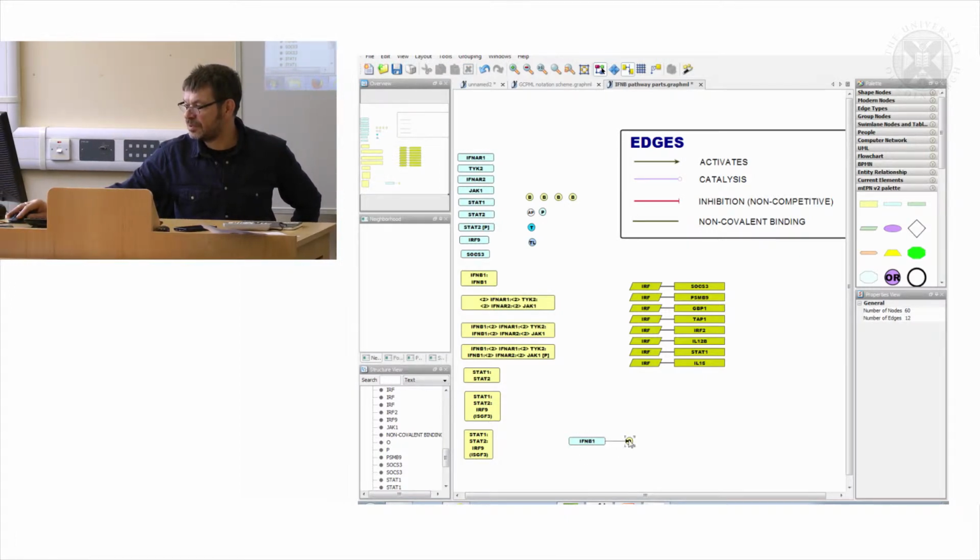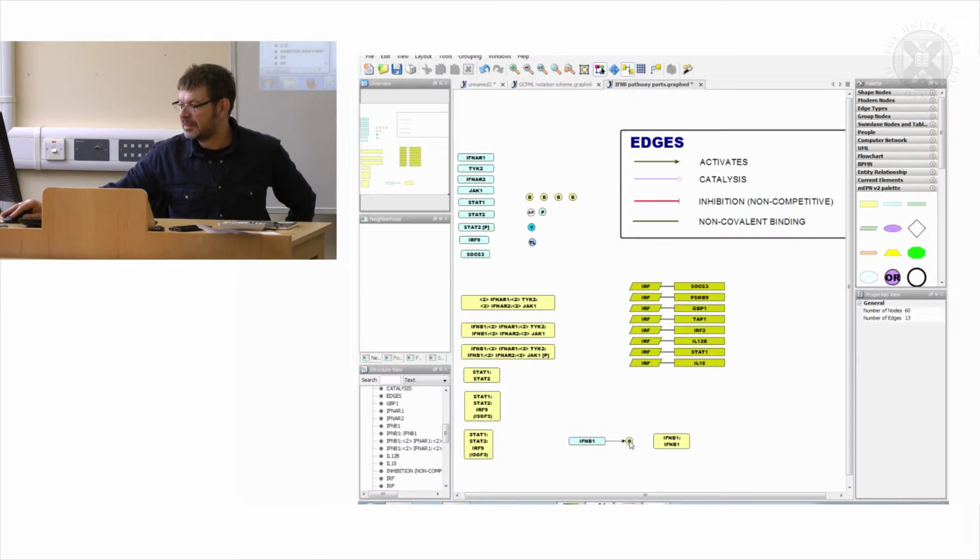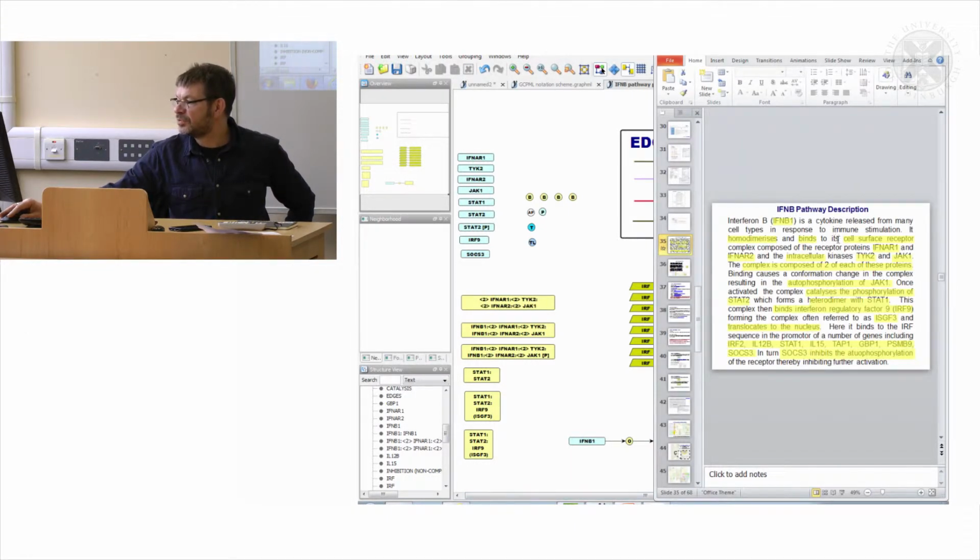So we can take this here, we can draw it there, and then what we get at the end of that process, and there are some nice lines to help us draw things accurately, or spacing, is that we can draw that there. So interferon beta homodimerizes and forms the dimer version of the molecule. It binds to its cell surface receptor that is composed of receptor proteins interferon alpha receptor 1, receptor 2, and intracellular kinases type 2, and JAK1.